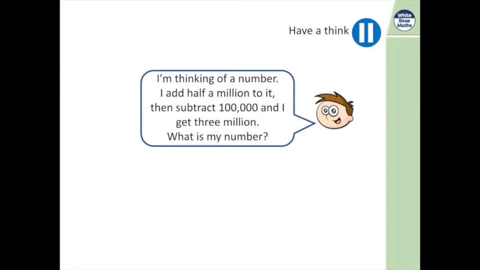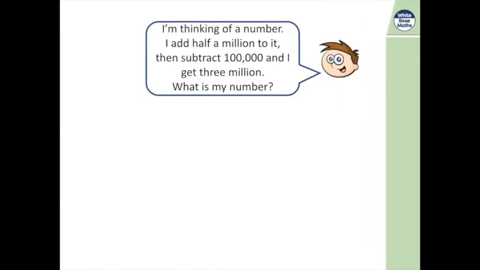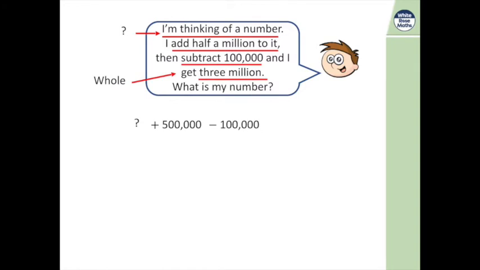A boy says, I'm thinking of a number. I add 500,000 to it, and then subtract 100,000, and I get 3 million. What is my number? Lots of information in that question. Let's break it down. I'm thinking of a number, question mark. I add 500,000 to it, plus 500,000. Then subtract 100,000, minus 100,000, and I get the whole of 3 million. What is my number?